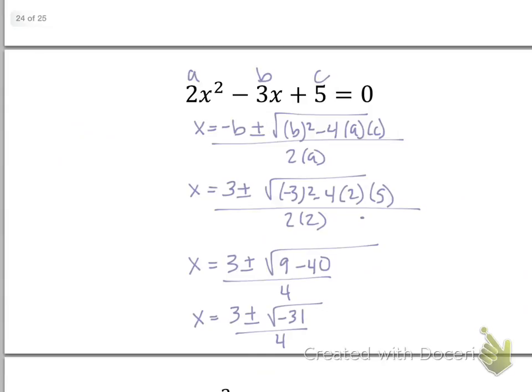Let's go ahead and get that negative out of the square root, so it becomes x equals 3 plus or minus i square root of 31 over 4. I can't break the square root of 31 down anymore, so what I'm going to do is move it so that I just have the 4 underneath both of them. So 3 over 4 plus or minus i square root of 31 over 4.